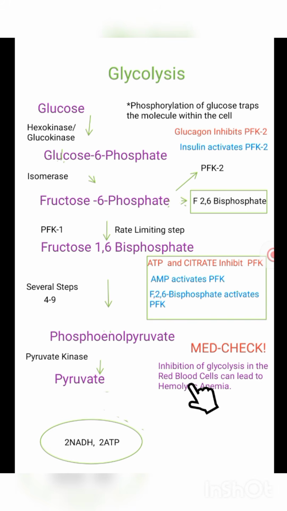So basically, that is what you are supposed to know about glycolysis.